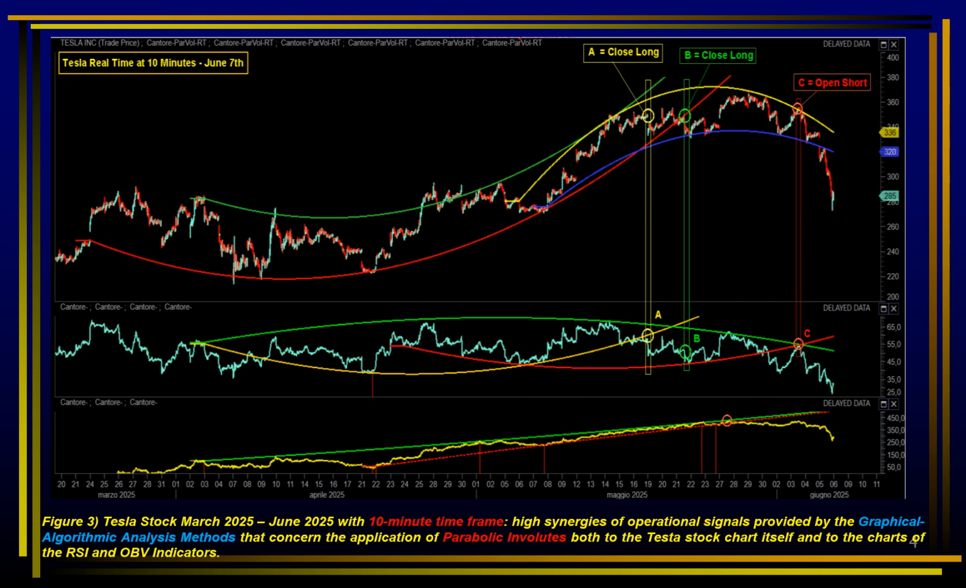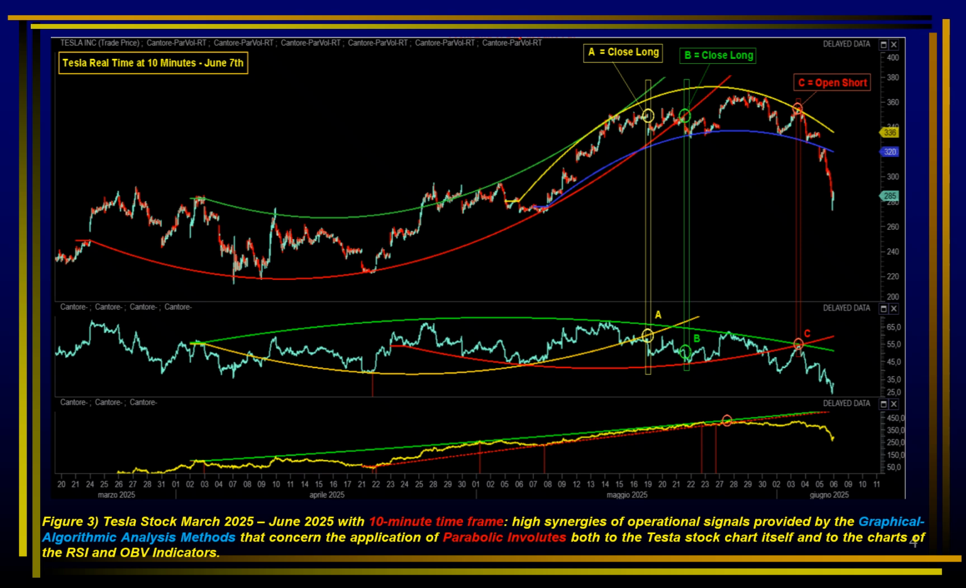Particularly important is what is indicated with point C, where a powerful bearish pullback is formed due to the achievement by the RSI indicator of the two parabolic involutes of red and green resistance. On the basis of what is described in the figure, it emerges that the closing levels of the positions indicated at point A, based on the violation of the yellow parabolic involute of support by its RSI indicator, or alternatively at point B, based on the violation of the red parabolic involute of support by the Tesla stock, and the opportunity to open a short position at point C, are positioned roughly on the same price level.